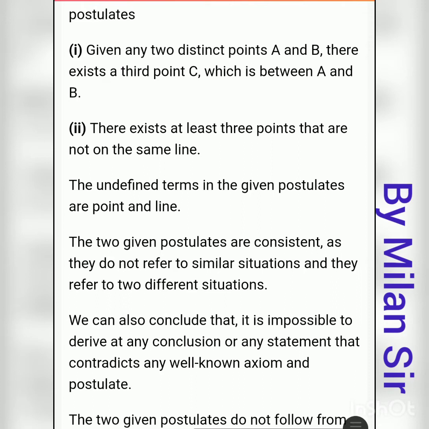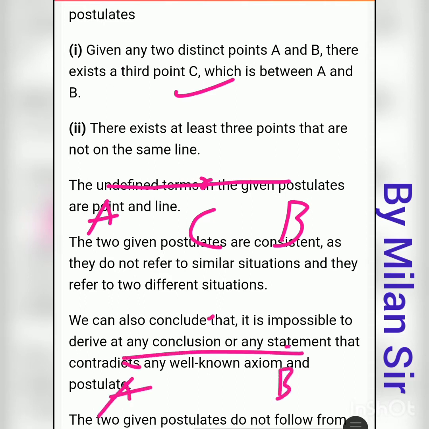Both these postulates give different situations. In the first, if A and B are two points, then definitely there exists a point C which lies between A and B. In the second postulate, if we have two points A and B, then there exists at least one point which is outside, that is, not collinear with these two points. So these two postulates are different.